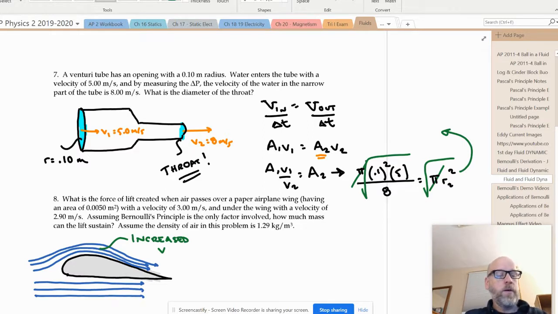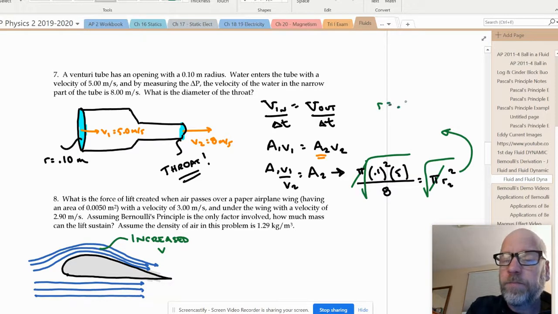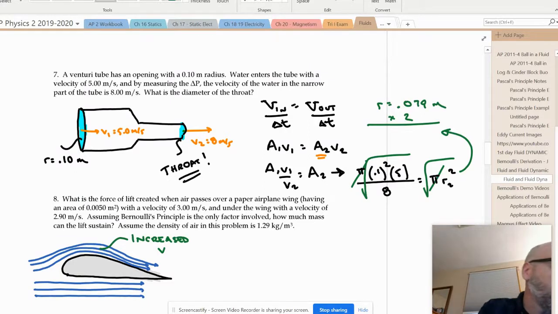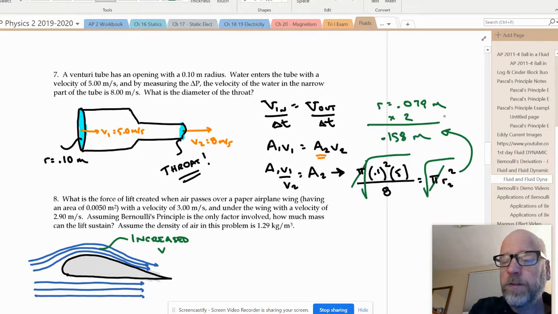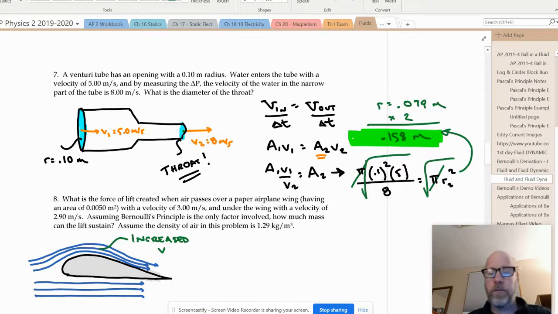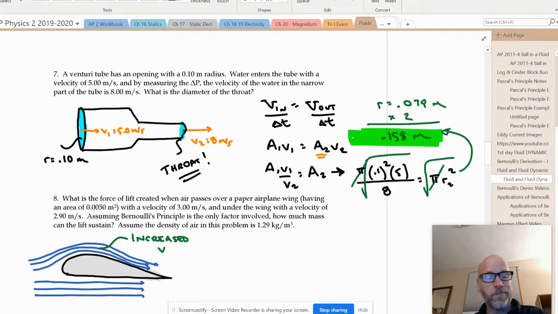0.1 squared times 5. Almost done though. I got 0.079, ish meters. Multiply that by 2 to get the diameter. And I got 0.158 meters. I hope that's the right answer. Highlighted with green. That's what I got.